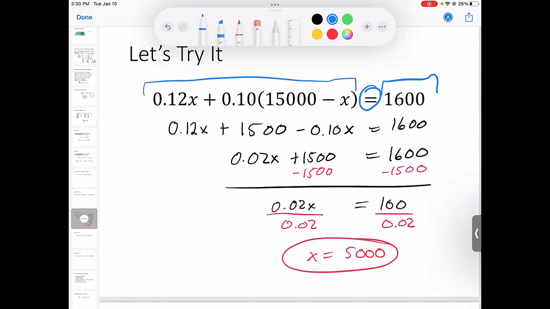Then, working backwards of order of operations, we undo addition or subtraction first. So we undid the plus 1,500 by subtracting 1,500. Then we undid the multiplication by dividing by 0.02, which gave us this answer. If we wanted to, we could take this number and plug it back into both of these x's, and when you simplify all of that, it should end up equaling 1,600. Remember, the goal here is to find a solution which makes the equation true. So if we plug this number in for x in the original equation, it should make the equation a true statement. Any questions on that?